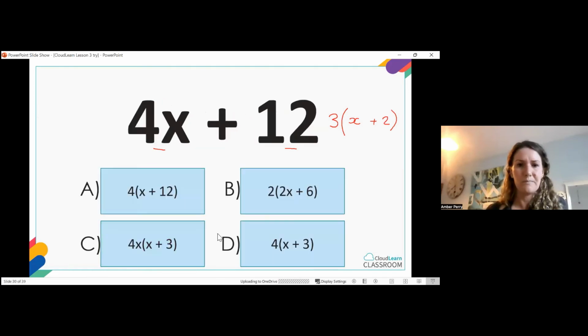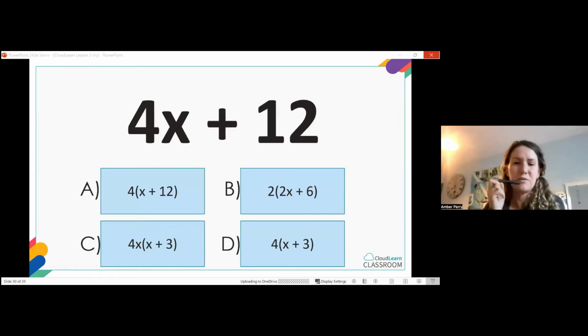We'll have another go. I'll clear my drawings. I'll end that. And I'm going to give you a moment. So think about your common factor first. Tricky one. Think about your highest common factor. There's more than one factor of 4 and 12. Think about your highest common factor.